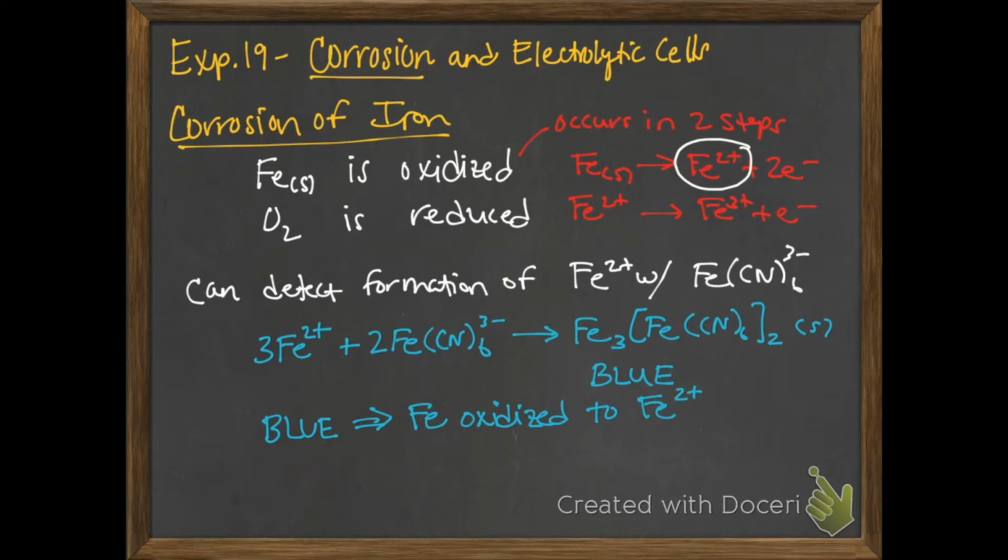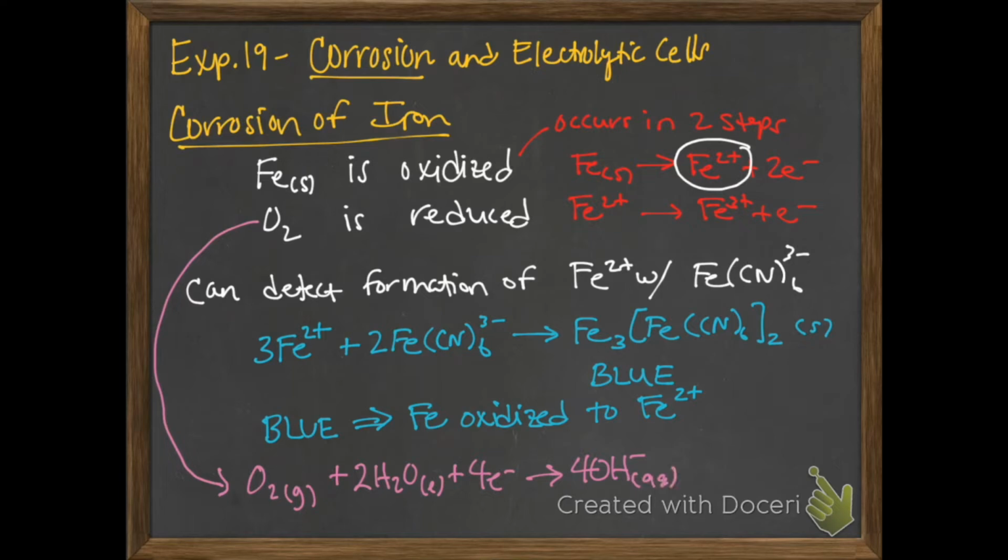In the real process of the corrosion of iron, oxygen is reduced in the presence of acid. We're not going to add any acid here, but we do have water. So oxygen gas plus 2 moles of water plus 4 electrons gives us 4 hydroxides in this reduction of O2. And we can add a color indicator to show that hydroxide is produced, because this will turn pink with the indicator phenolphthalein. We should know that from our titration labs: in the presence of hydroxide with phenolphthalein, we get a pink color.